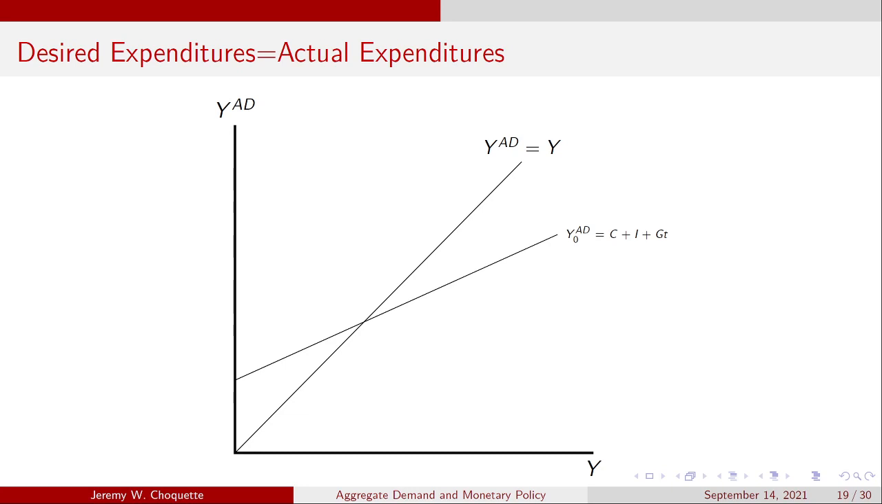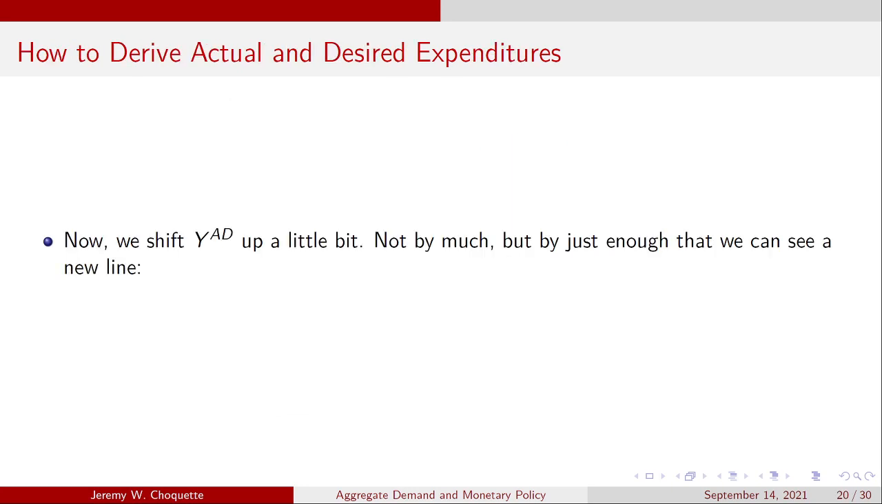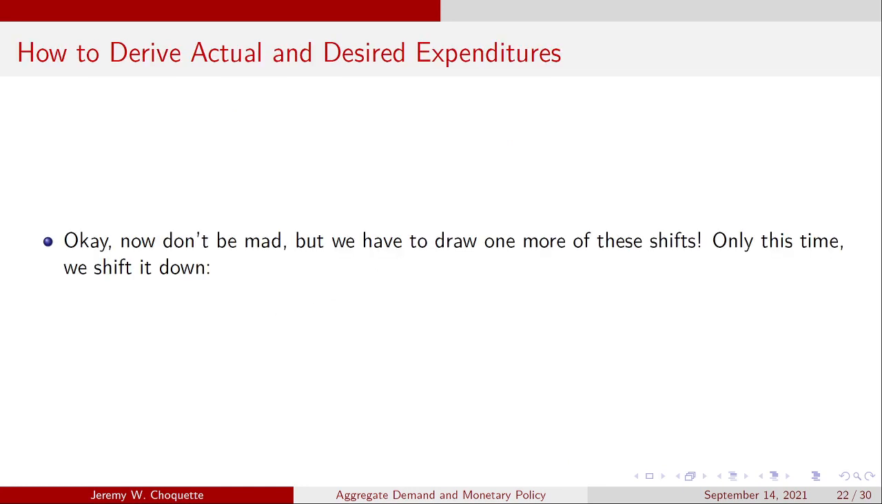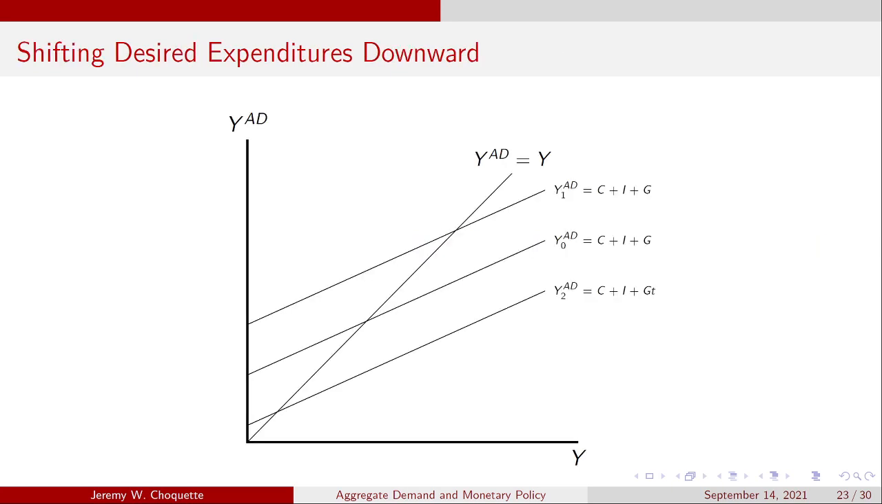Now, if I want to shift this Y AD up just a little bit, what we get is a new line with a new set of planned expenditures and a new equilibrium point. And if I were to drop it down a little bit, if I want to shift it downward instead of upward, well, this is what I get. I get a new set of equilibrium points. So here I've got three equilibrium points, where planned or desired expenditures equal actual income.